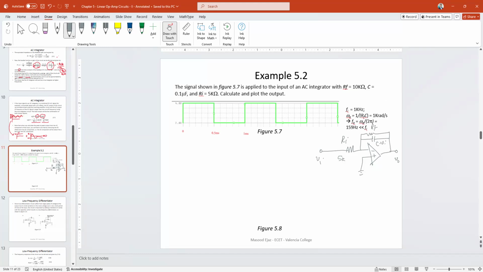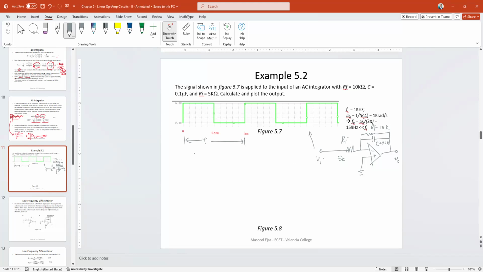0.1 micro, and then RF is given as 10K. And we are giving this waveform at the input. Now this waveform, observe the time period is 1 millisecond. This is the time period. And this waveform is a square wave going from 2 volt to 4 volt.